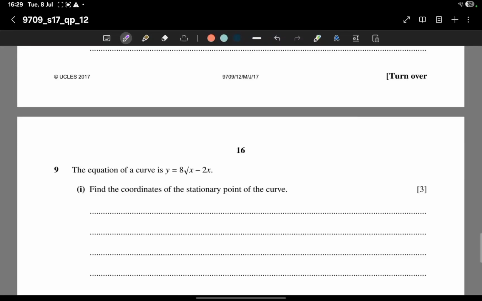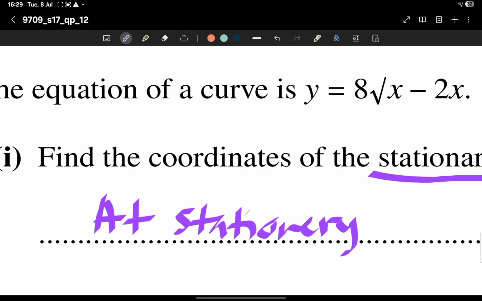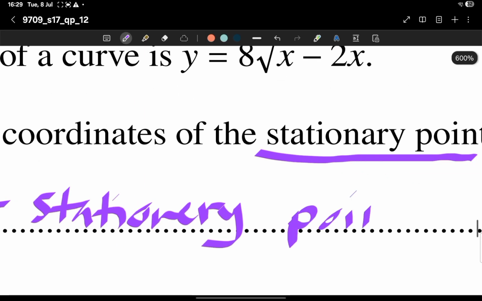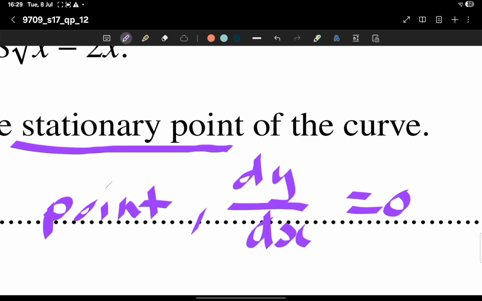So moving on to number 9, still on the same paper from May June 2017. It says the equation of a curve is y equals 8 root x minus 2x. Find the coordinates of the stationary point of the curve. And we know at a stationary point, the gradient is 0, so dy/dx is equal to 0.